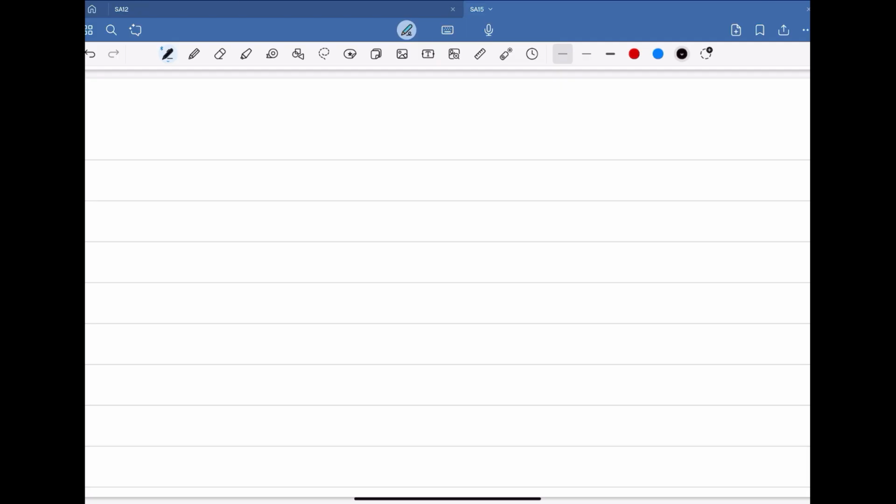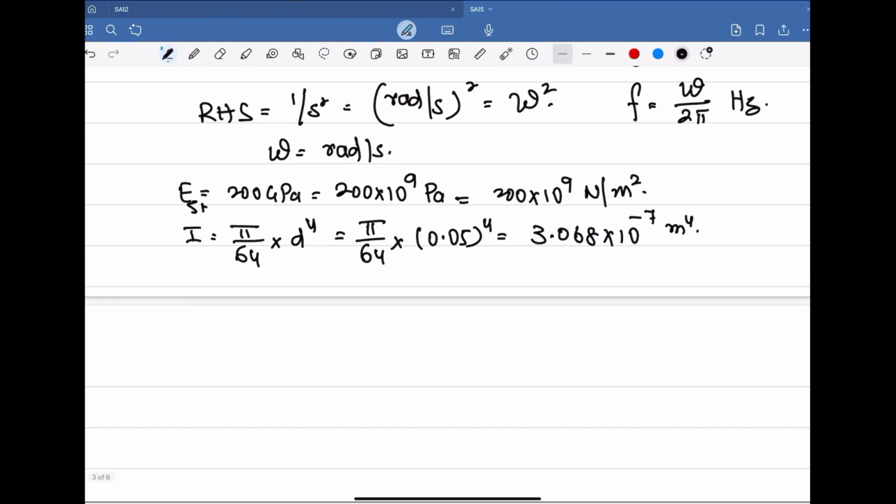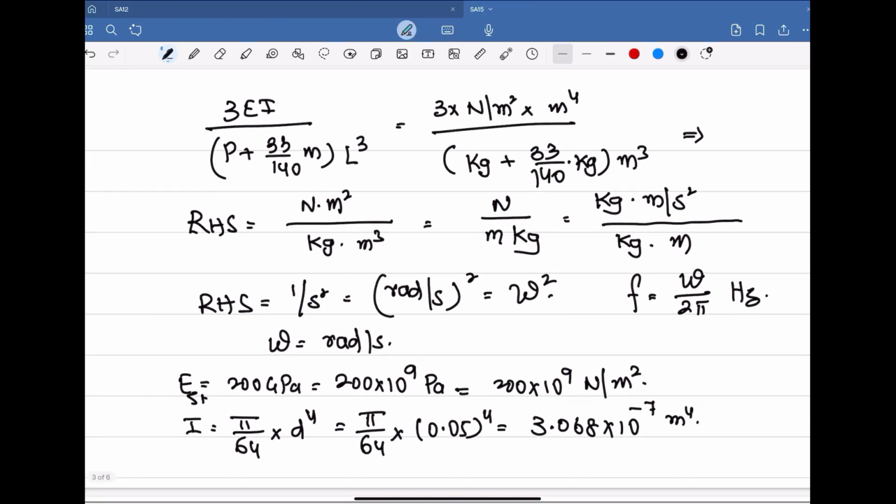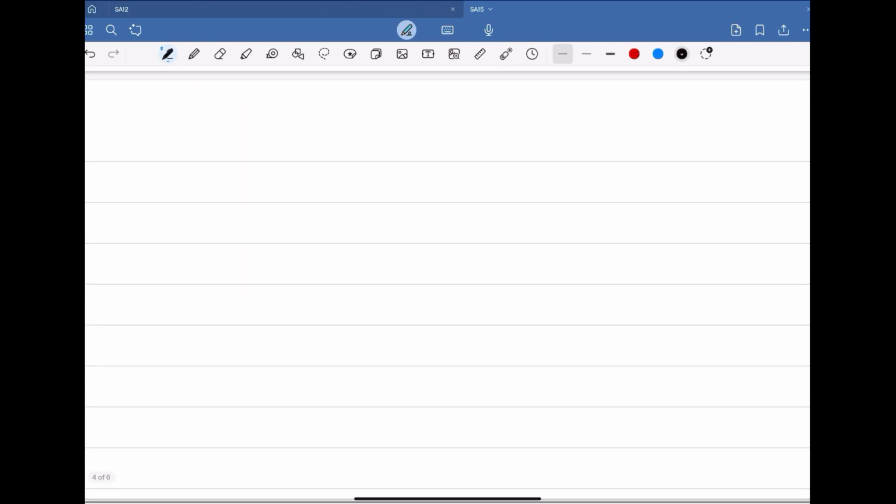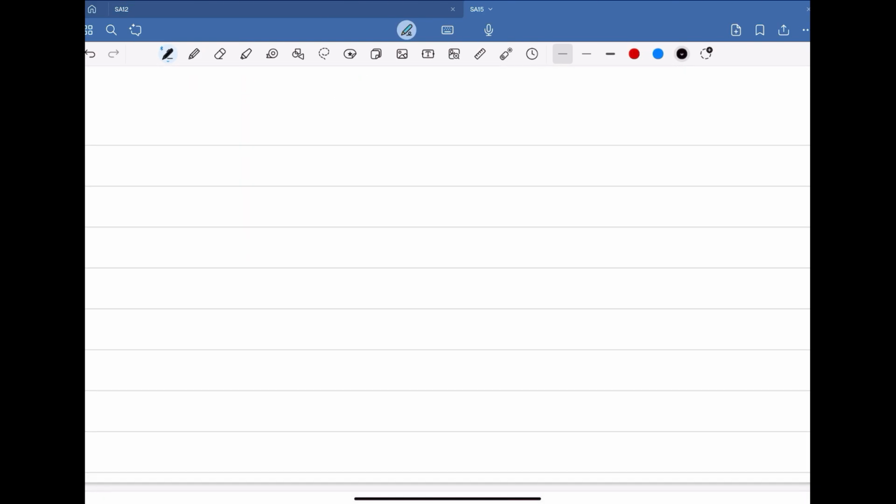Once we got the I value, E value, P value, M value, and what is L? Here we have written L is equal to 1 meter. Once we got all the values, it is just substituting these values and getting the value of omega square. That is, omega square is equal to 3EI by (P plus 33 by 140 m) L cube.